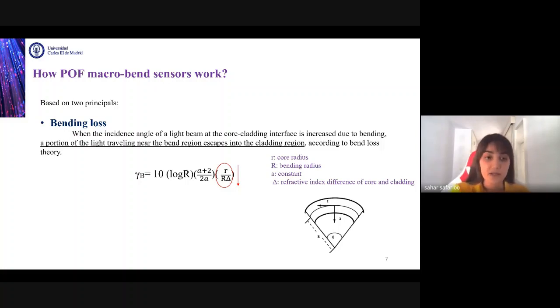The other contributing factor is the stress optical effect. That means when an amount of stress is applied to a fiber, the refractive index will change by this expression, in which n_co is the refractive index of the core, U11 is the stress optical coefficient, and sigma is the stress element, which can be caused by either the bending or the force applied by the foot.